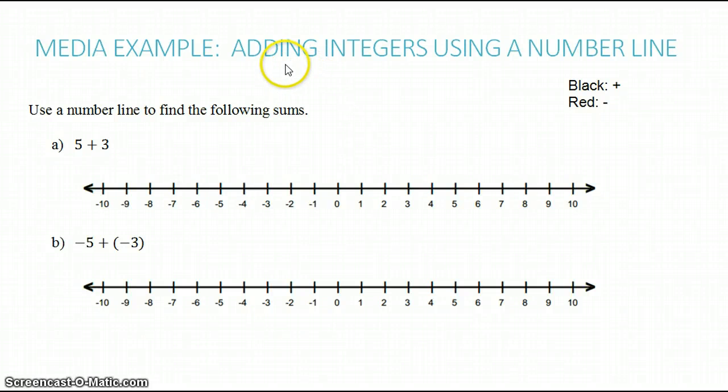In this example, we're going to add integers using a number line. Use a number line to find the following sums. So our first sum is 5 plus 3, and both 5 and 3 are positive.